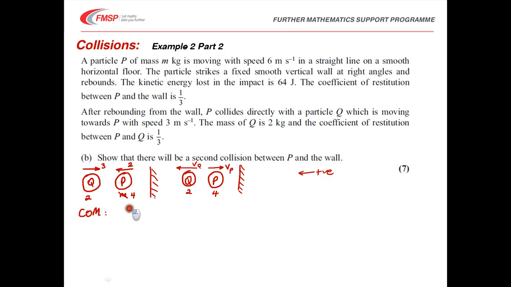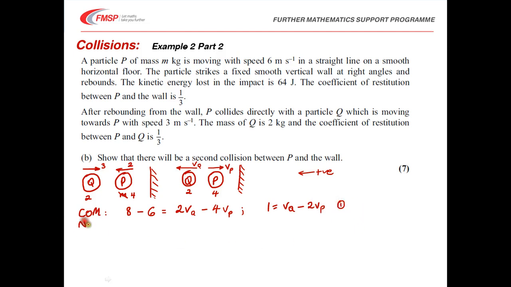As I say, I'm using right to left as the positive direction here. So for P, the momentum is 2 times 4, which is 8. For Q, it's 2 times minus 3, which is minus 6. Remember, because Q is moving in the negative direction in terms of momentum. After the impact, Q is now moving in the positive direction, so 2VQ, and P is moving, we think, in the negative direction, so 4VP. We can simplify that down a little bit. 8 minus 6 is 2, and then we can divide through by 2. That gives me 1 equals VQ minus 2VP. I'm just going to call that equation 1.